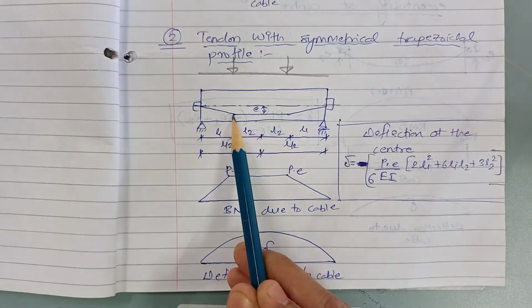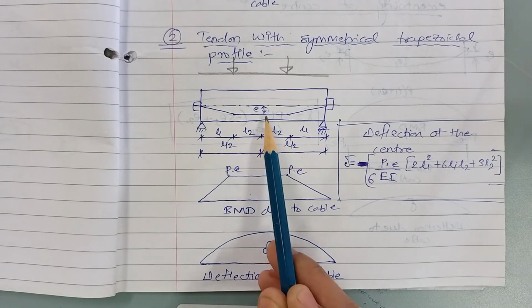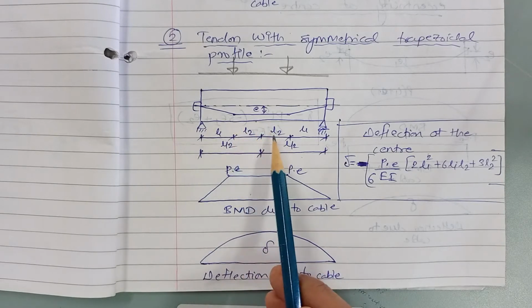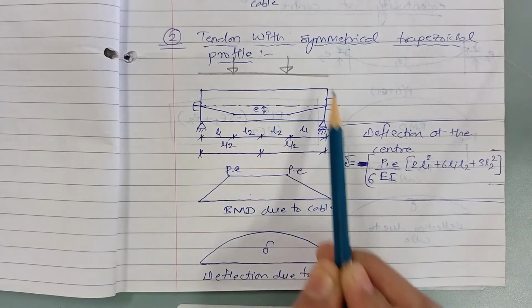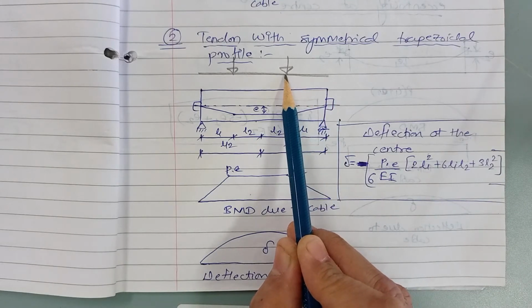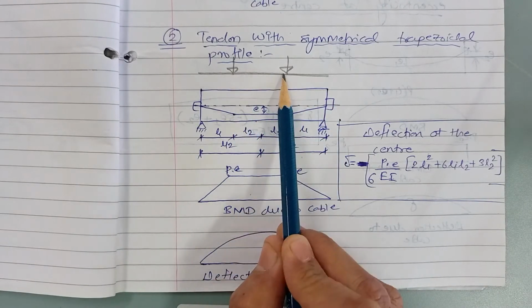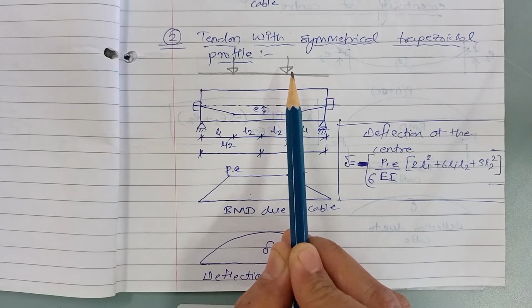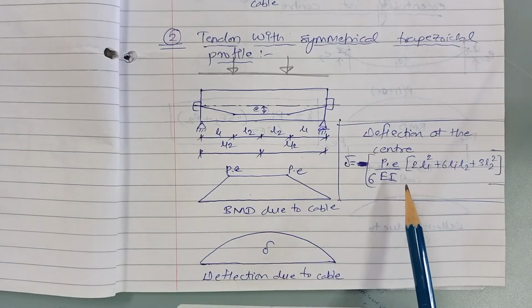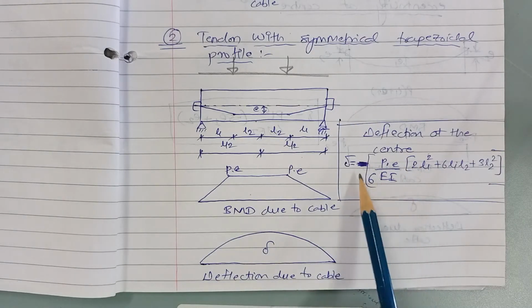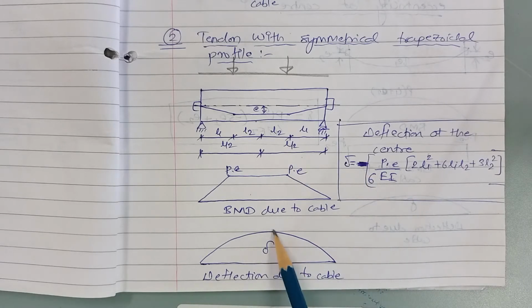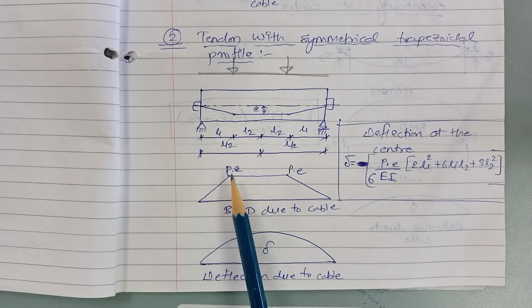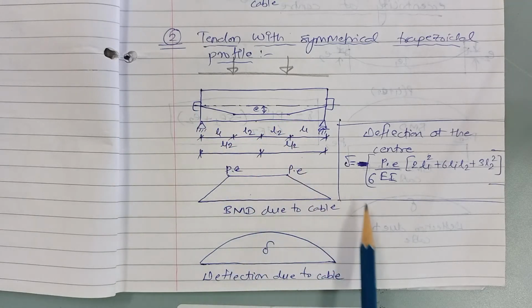is the distance up to the first point loading, and L2 is the distance from the first point load to the center, the same L2 being the distance from the far end up to the point of loading, and this point of loading is symmetrical. When such is the case, in case of cable profile provided, this deflection formula you are supposed to utilize. Minus sign indicates that deflection is in upward direction. This is nothing but deflection due to cable as seen earlier, and here you can see that the cable profile is similar to the BMD nature.